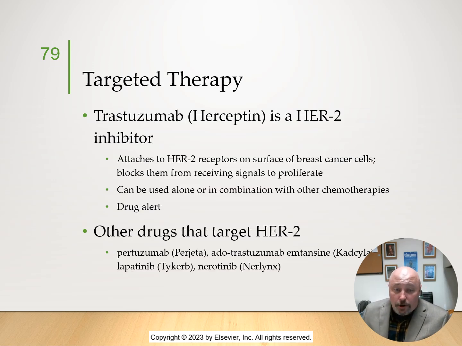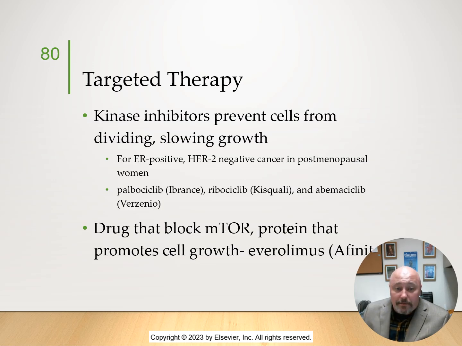There are also many targeted therapies, such as Herceptin, which attaches to HER2 receptors on the surface of breast cancer cells and blocks them from receiving signals to proliferate. It can be used alone or within a combination of other chemotherapies. Another option may be kinase inhibitors, which prevent cells from dividing, slowing their growth. These are indicated for estrogen receptor positive, HER2 negative cancers in postmenopausal women.